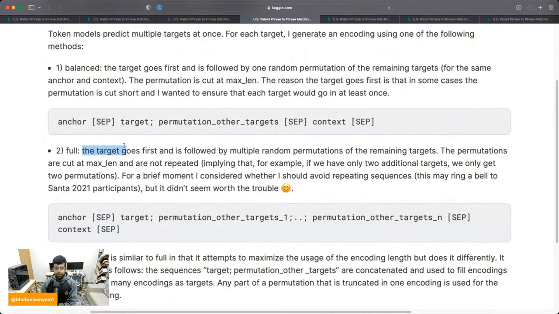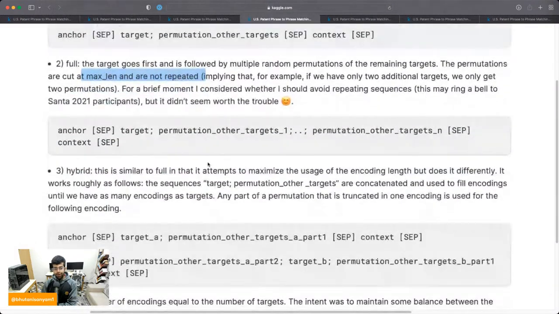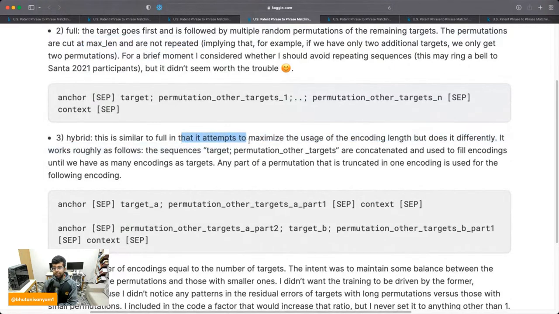For full, the target goes first and is followed by multiple random permutations of the remaining targets. These are also cut at max length and not repeated. Hybrid is similar to full. It attempts to maximize the usage of encoding length, but it works roughly like using the sequence's target and permutation amongst other targets, which are concatenated.